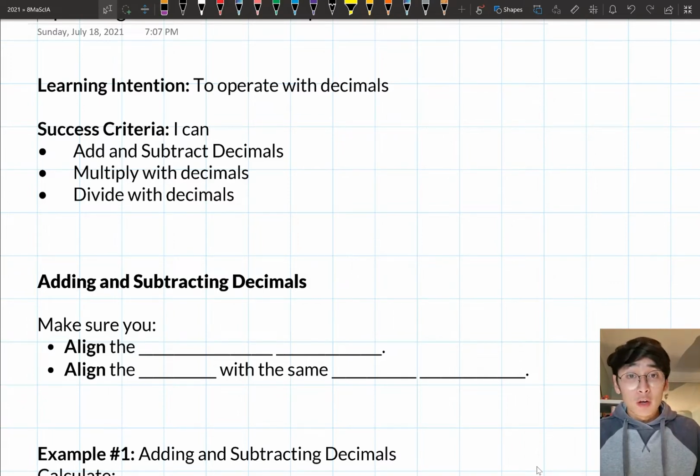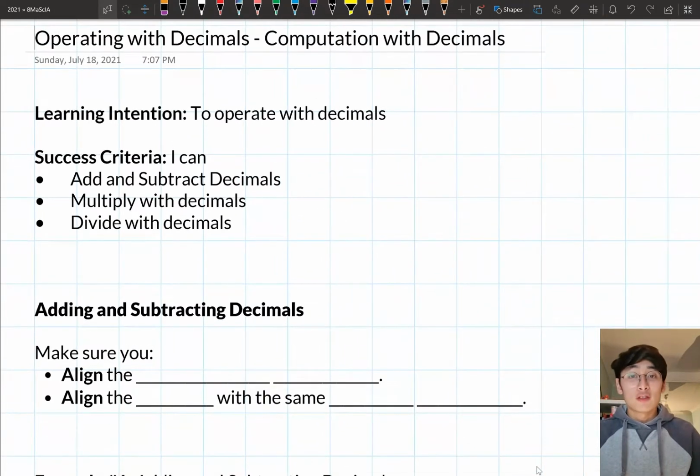In today's video, we're going to be continuing with our topic of fractions, decimals, and percentages. And in particular, we're going to be continuing to work with decimals. We want to actually do some computations with decimals. So the three things we want to do by the end of today's lesson is to be able to add and subtract decimals, multiply with decimals, and also divide with decimals.